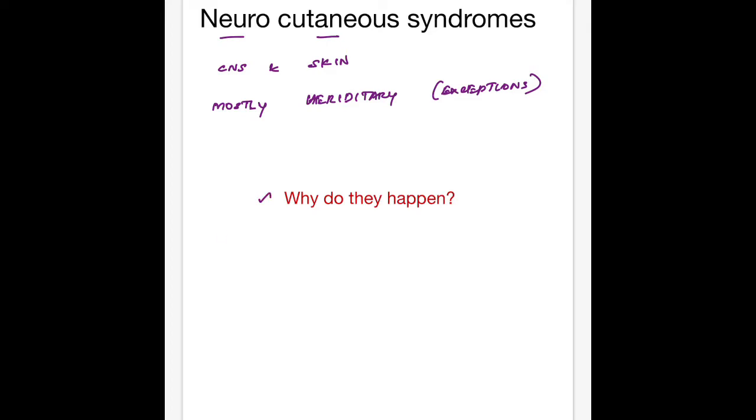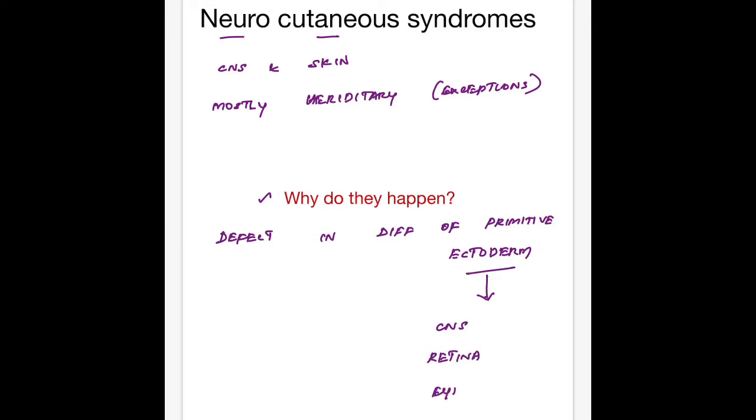They happen due to a defect in the differentiation of primitive ectoderm. By primitive ectoderm derivatives, we mean the CNS, the eyeball, the retina, and the skin. So, with this basis, we have to go back to know what the common disorders are.